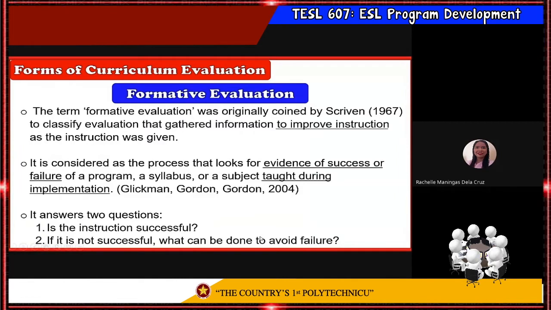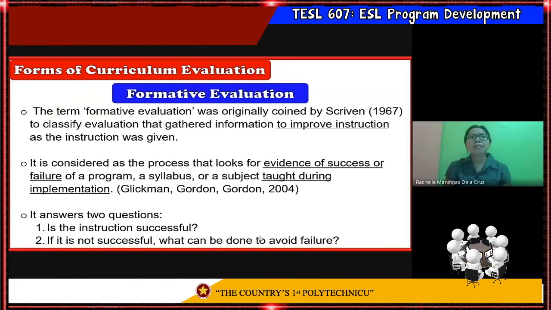So moving on, let me discuss the forms of curriculum evaluation. So generally, any evaluation process may take either formative or summative, depending upon the intent of the evaluation. So formative evaluation, this term was originally coined by Scriven in 1967 to classify evaluation that gathered information to improve instruction as the instruction was given. So it is considered as the process that looks for evidence of success or failure of a program, a syllabus, or a subject taught during implementation.